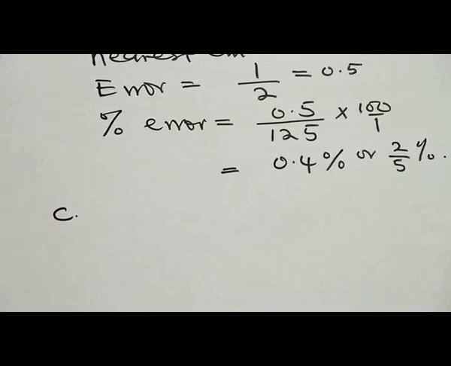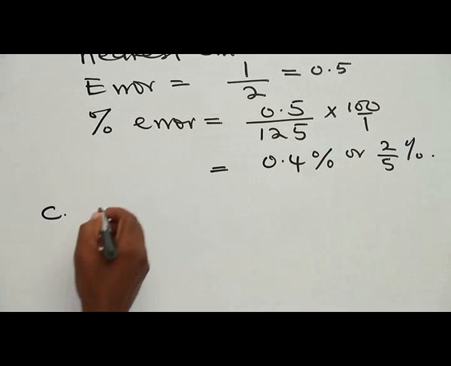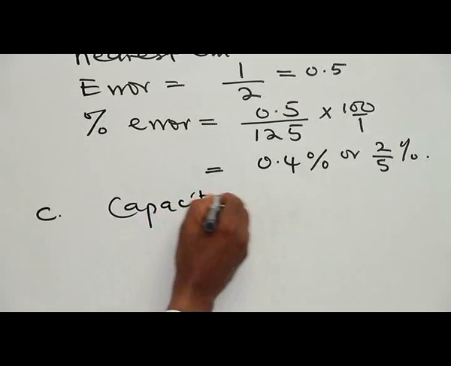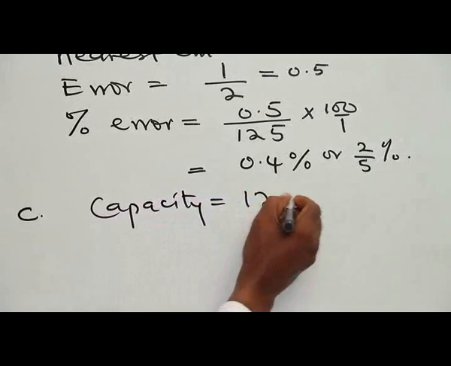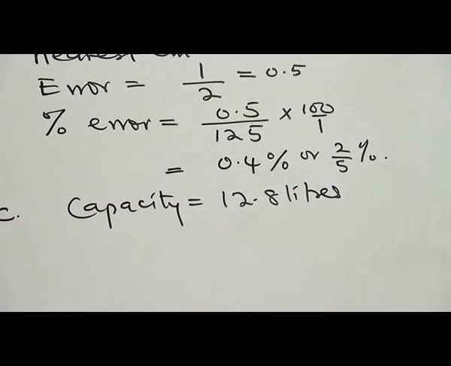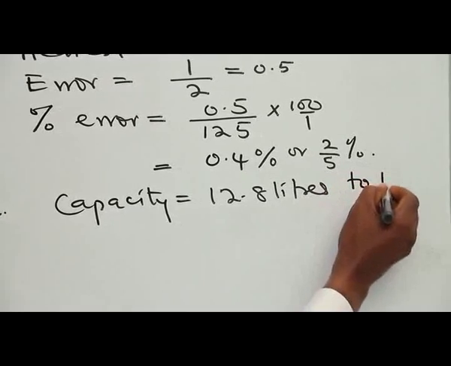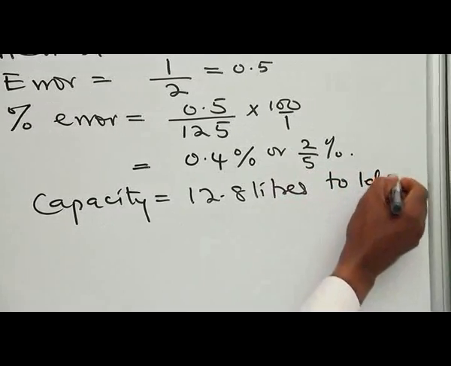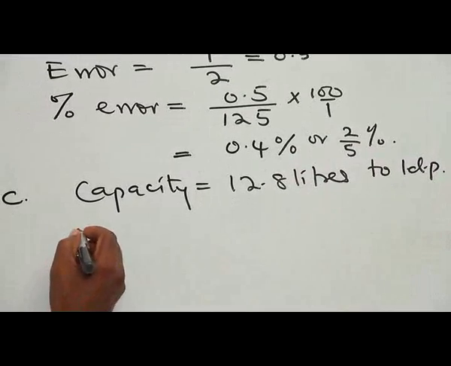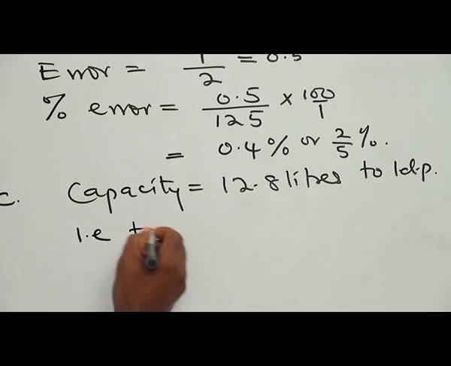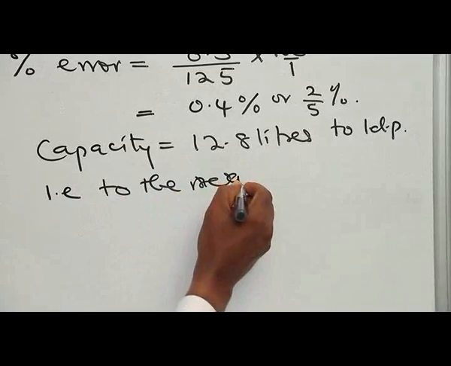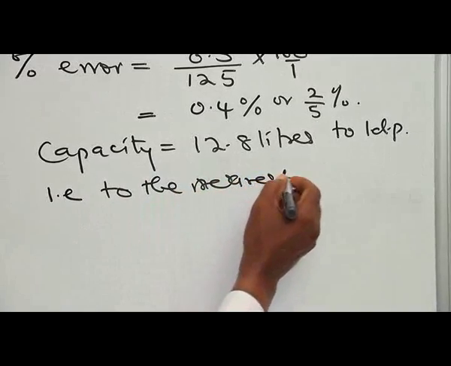Now, the third one is the capacity of the bucket. The capacity is given as 12.8 liters, and this is to 1 decimal place. 1 decimal place means that is to the nearest tenth.